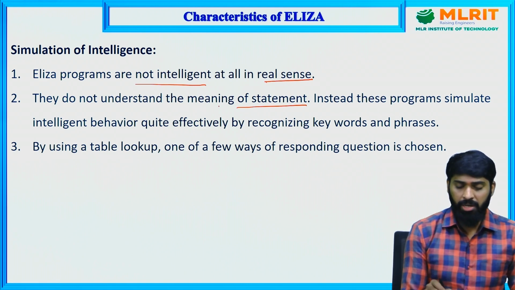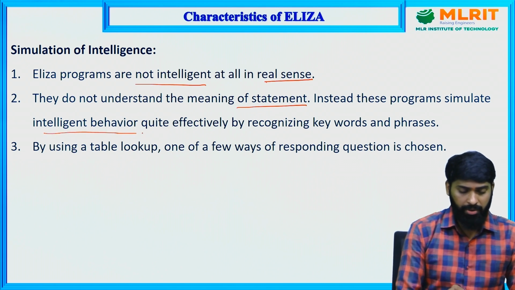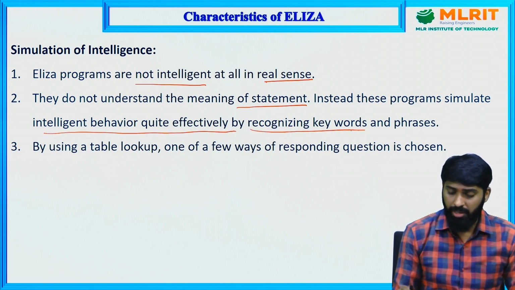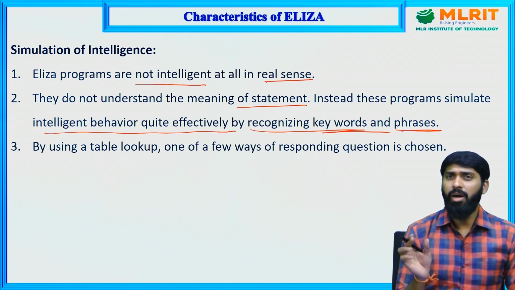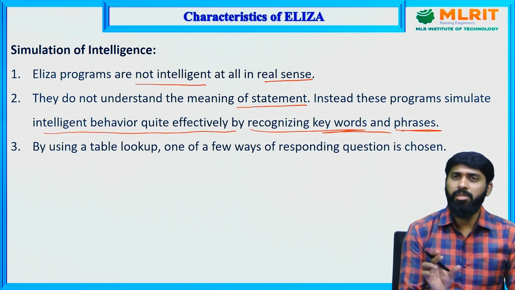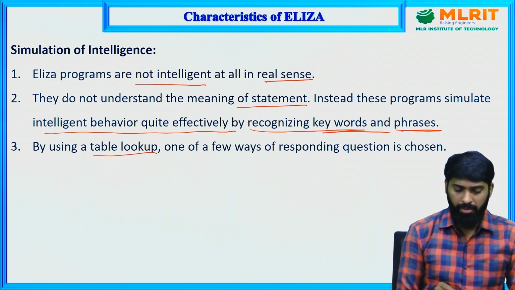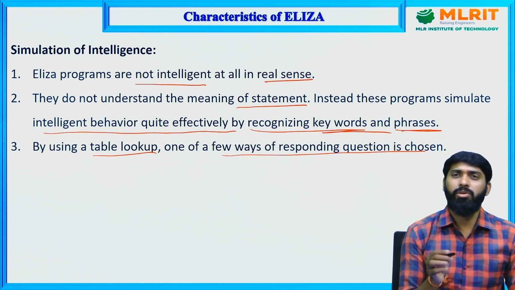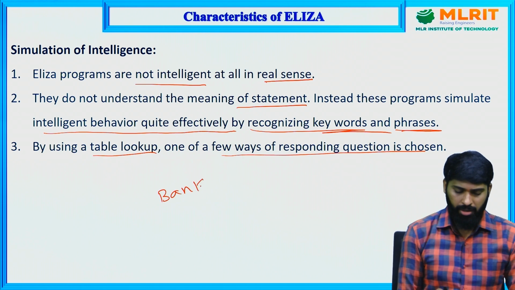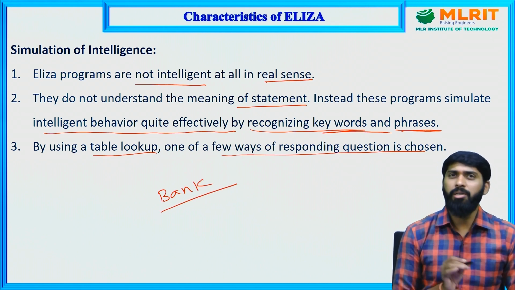ELIZA doesn't understand the meaning of the statement. Instead, these programs simulate intelligent behavior quite effectively by recognizing keywords and phrases. Based on the keyword, depressed is a keyword, and it observes the phrase. Based on these two it gives a reply, so it seems to be intelligent, but it is not actually intelligent. By using a table lookup, one of a few ways of responding to questions is chosen. Already all the knowledge is stored in a knowledge bank. From this bank it will retrieve the exact answer. It seems to be intelligent, but it is not an intelligent system.